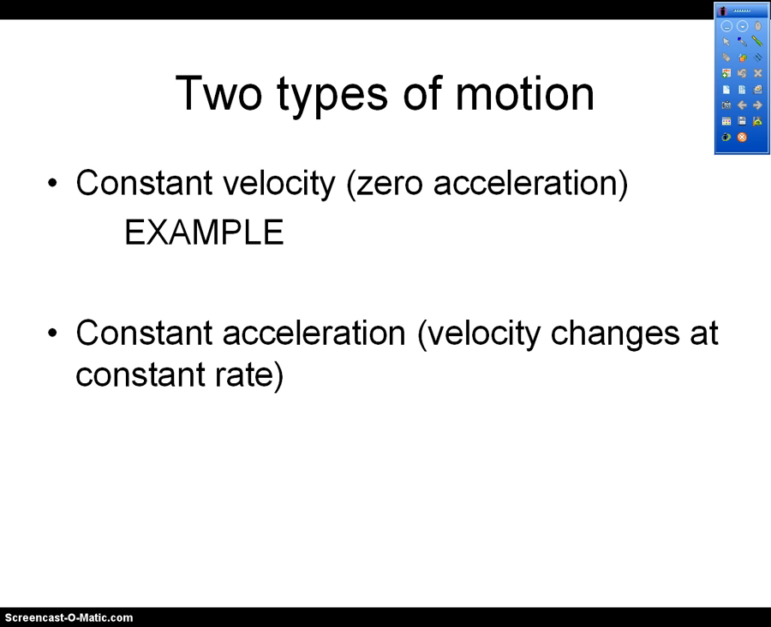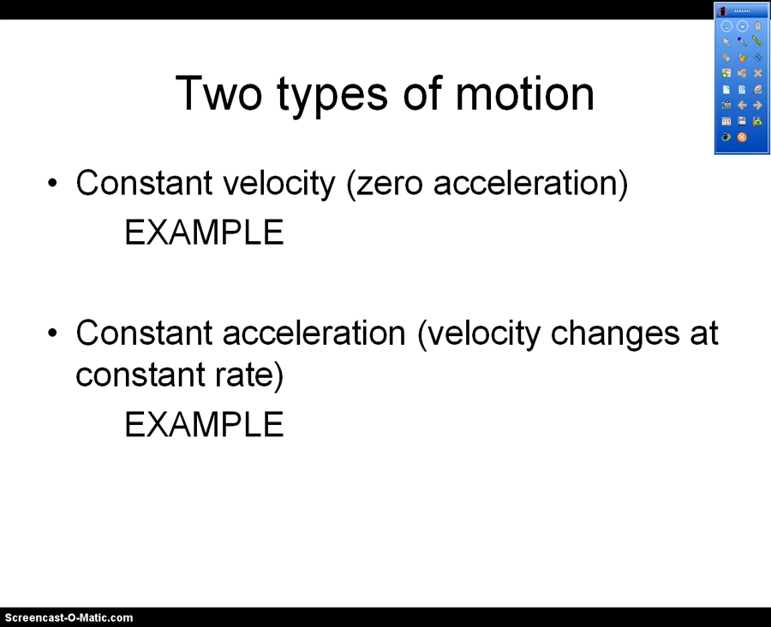And then the other type of motion we're going to talk about is objects that are accelerating. So velocity is changing at a constant rate. Examples of those would be objects that are in free fall, so moving away from the earth or moving towards the earth under the influence of gravity. Or it could be a car pressing on the accelerator at a constant rate, so the car's speeding up at a constant rate, or slamming on its brakes so that it's slowing down at a constant rate. Those are all different types of examples.